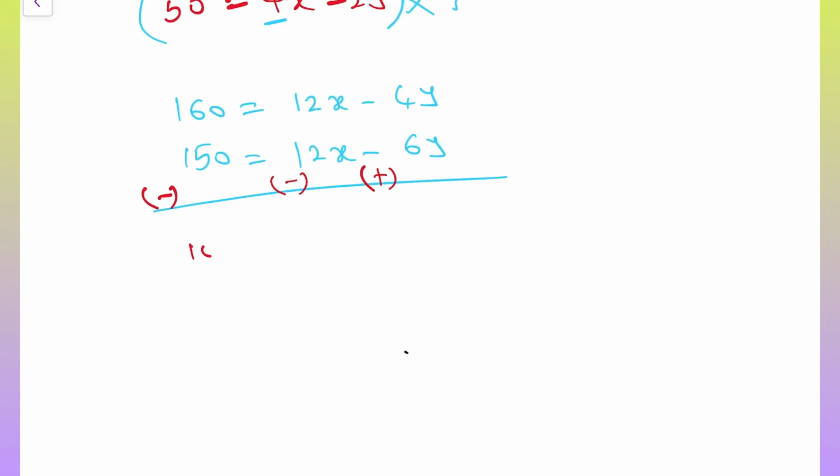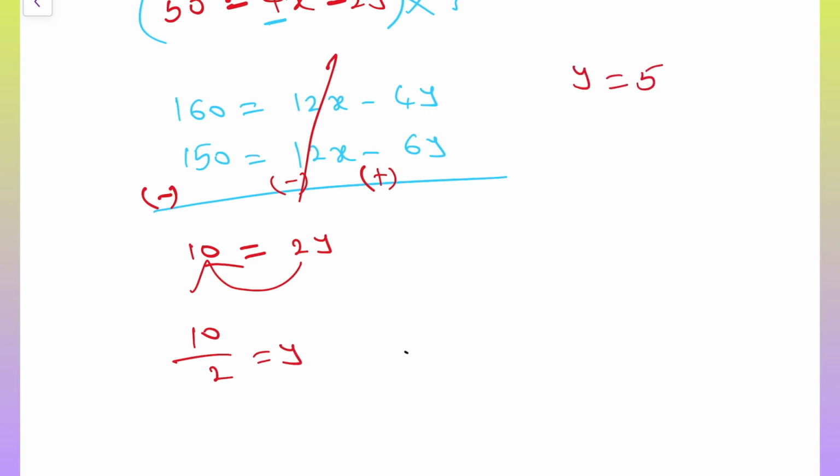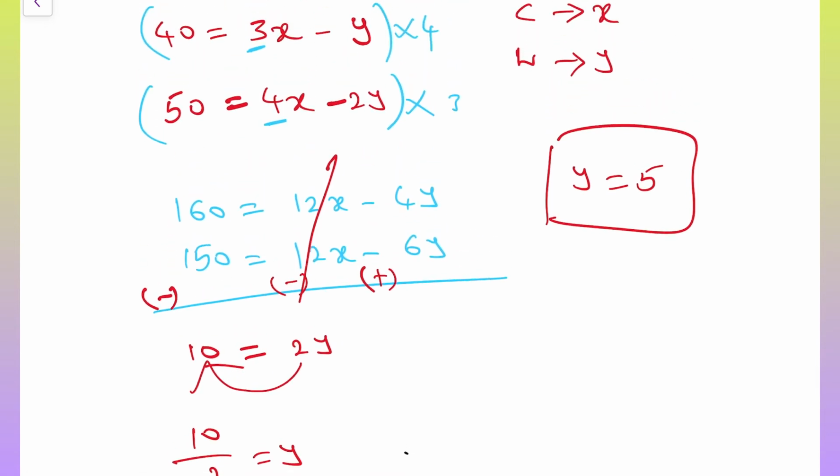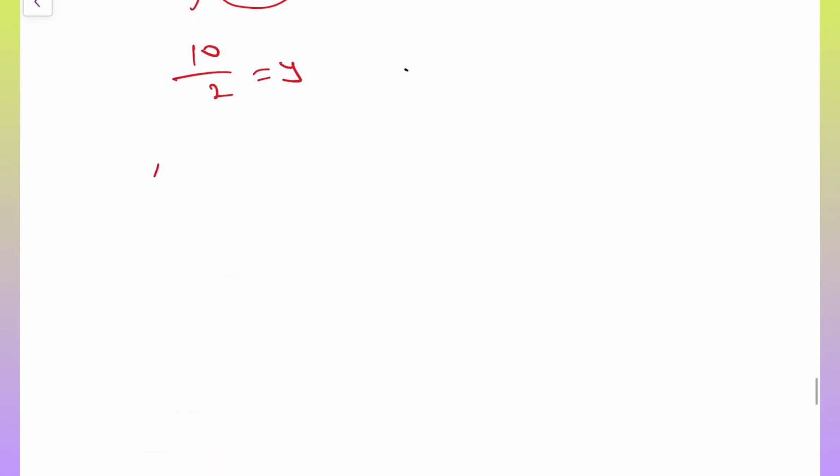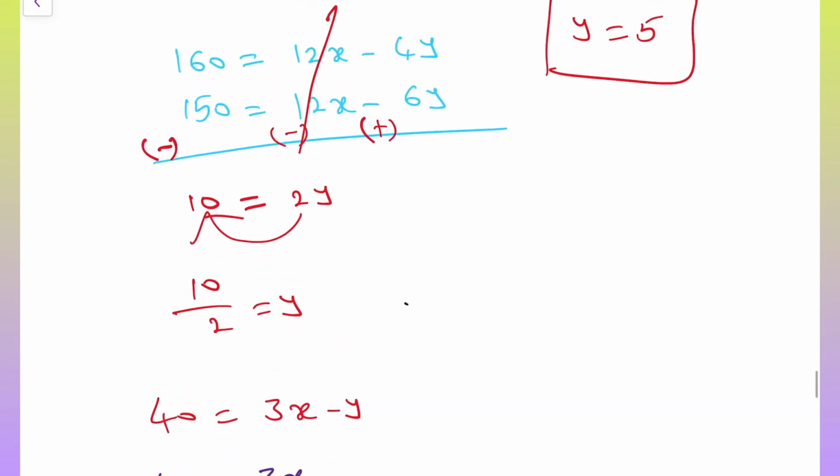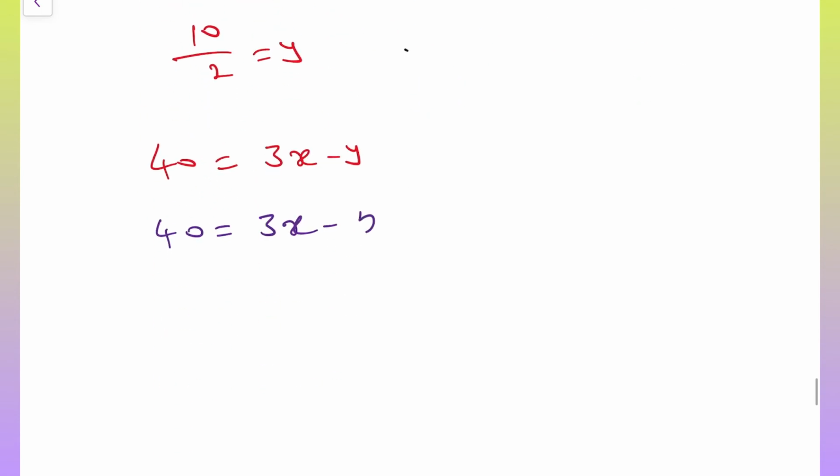160 minus 150, 10 equals 12x, 12x cancel, minus 4y plus 6y, 2y. So take 2 to the left side, 10 divided by 2 equals y, then y value we got as 5. Now this y value let us substitute in any one of the equations. I am taking the first equation, that is 40 equals 3x minus y. 40 as it is equals 3x, minus y value we got as 5. So in the place of y substituting 5.